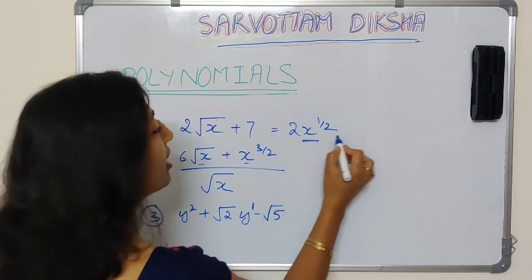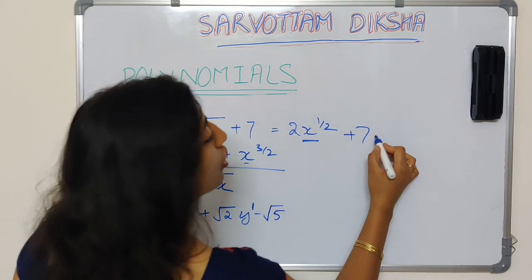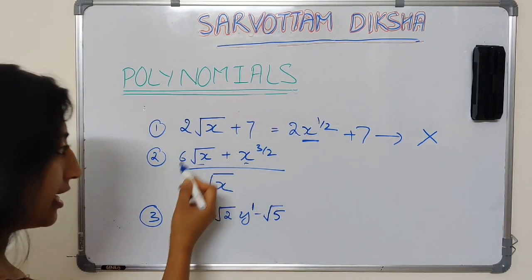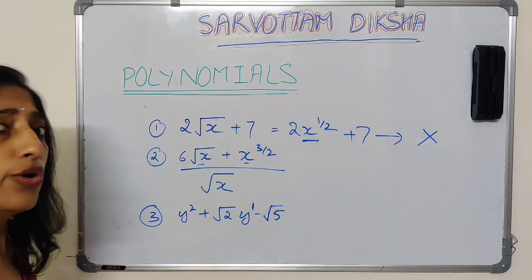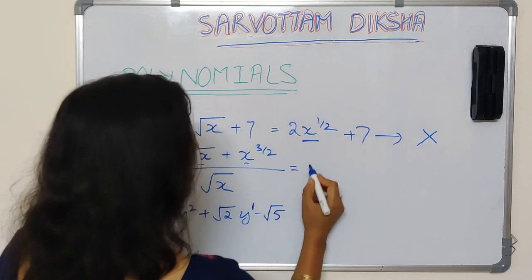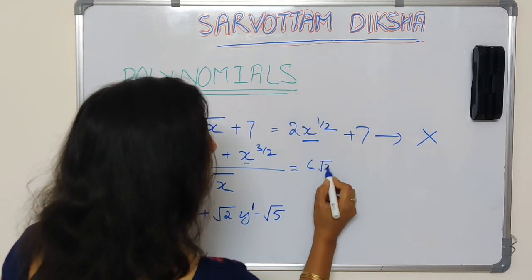So power of variable is in fraction. So this is not a polynomial. In the second case also we are seeing there is a root associated to the variable. But let's simplify it and see what's happening.